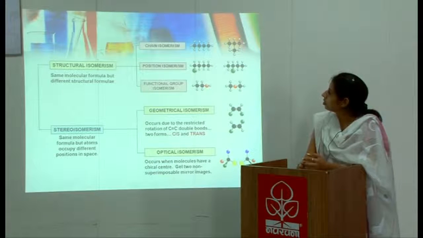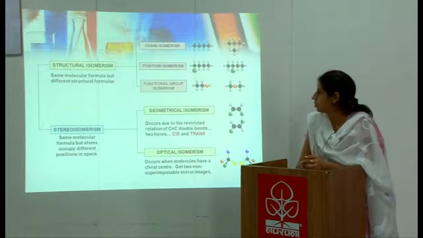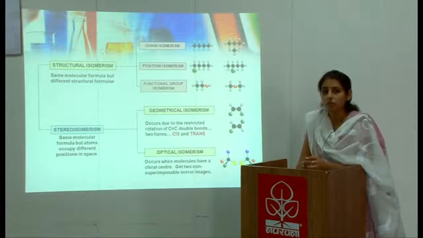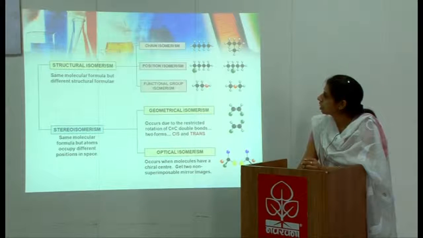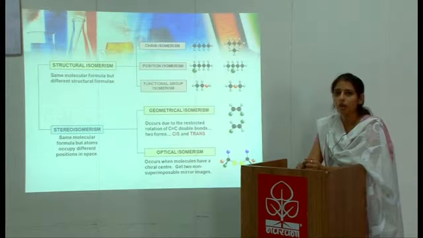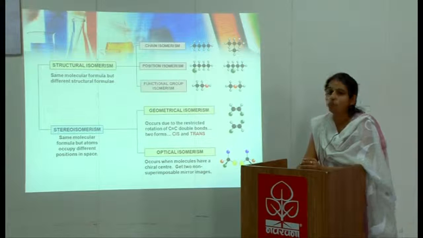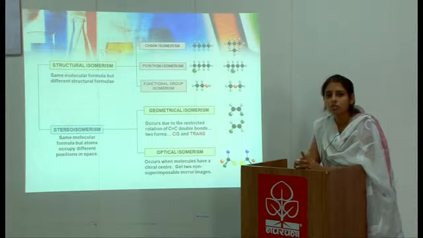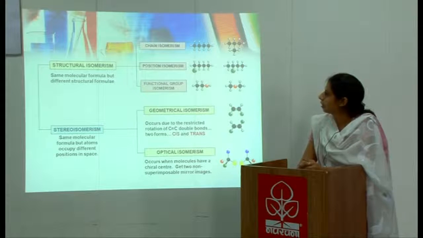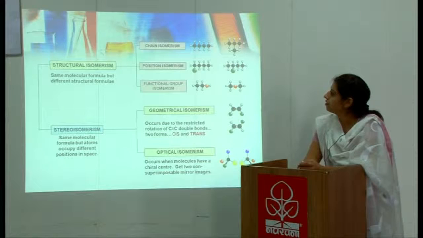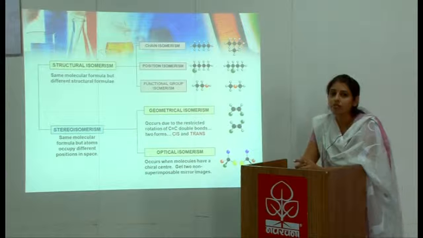Next is position isomerism. This kind of isomerism is seen with compounds which have functional groups. Take the example of 1-butanol and 2-butanol. They come under position isomerism because in 1-butanol the OH group is on the first carbon, and in 2-butanol the OH group is on the second carbon. Compounds where the position of the functional group changes are known as position isomers.